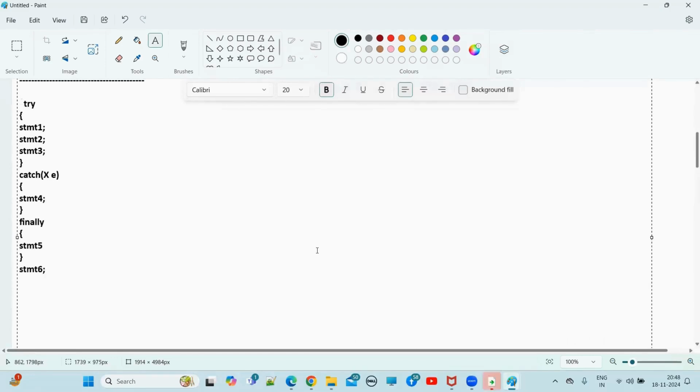Yeah. Right. So now here, let's suppose if there is no exception. So what is the output now? If there is no exception, what is the output? Statement 1, statement 2, statement 3, statement 5, statement 6. Right? And normal termination, right? So second case, if an exception is raised at statement 2 and corresponding catch block is not matched.